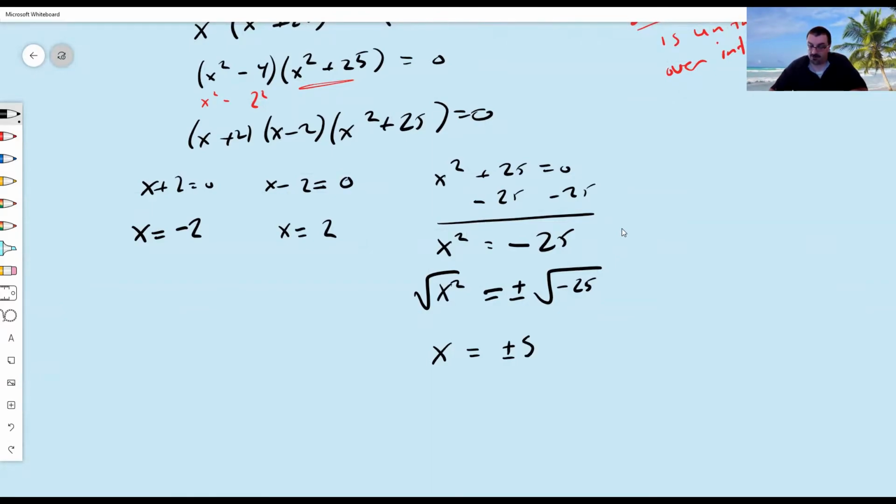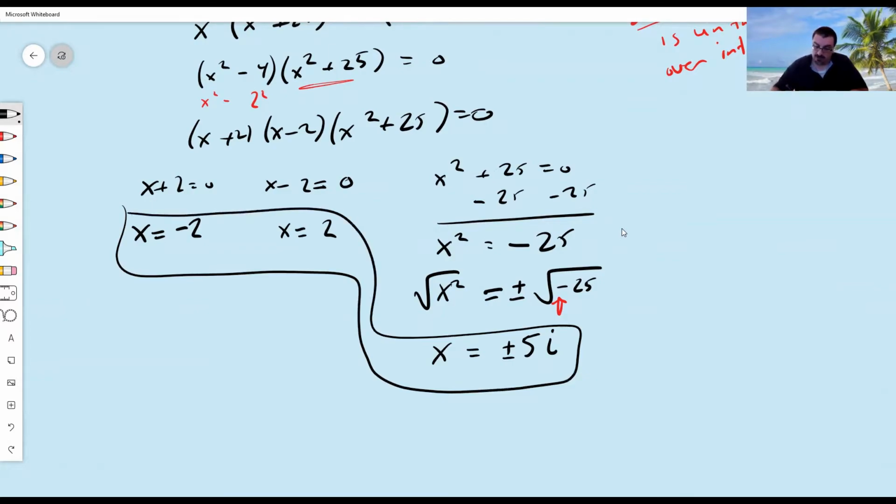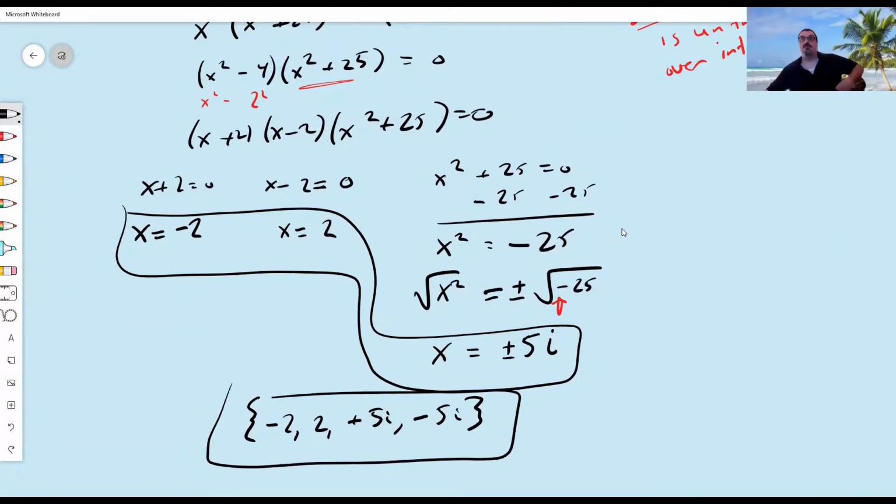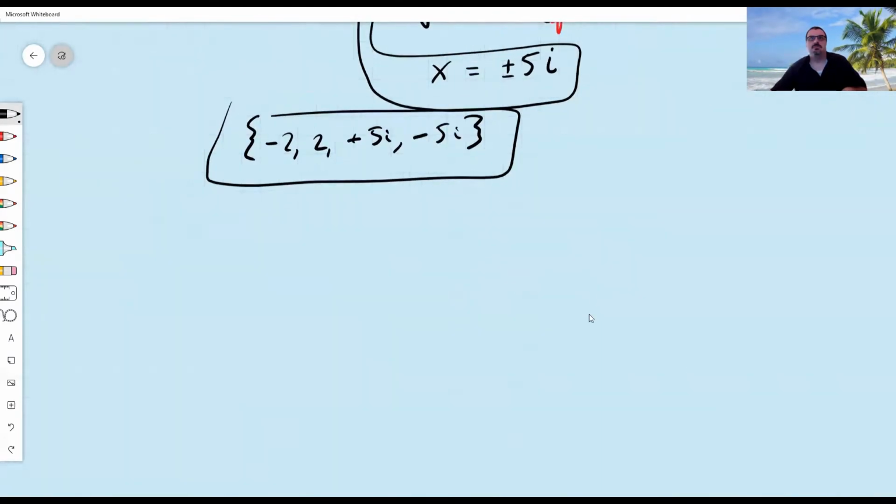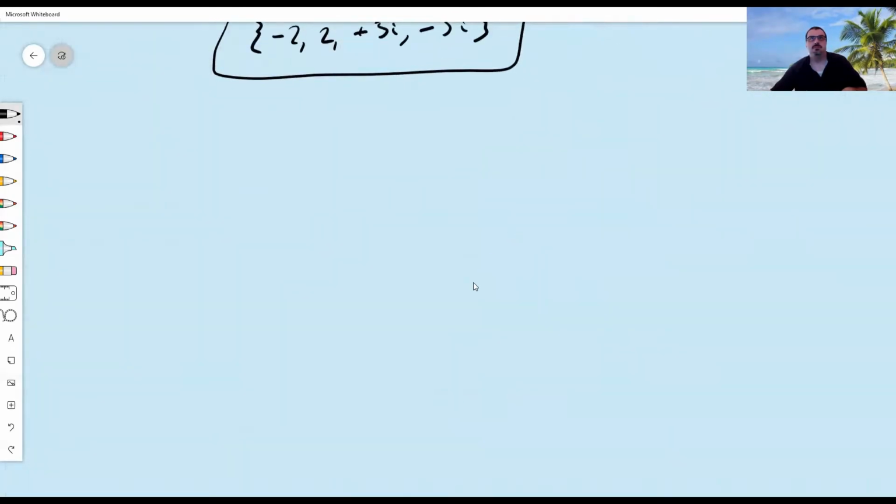The square root of 25 is 5. The square root of minus comes out as an i. This is my solution, or if you want to write a solution set: minus 2, positive 2, plus 5i, minus 5i. So that's the solution set. All right, let's try another one.